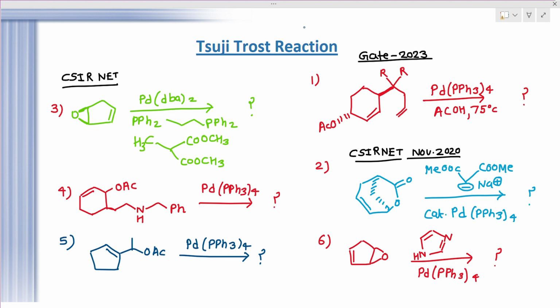Firstly, we will have to understand what the Tsuji-Trost reaction is. Then we will see its mechanism and the different types of patterns which are asked, with stereochemistry. And then we will solve the examples. So firstly, understand what the Tsuji-Trost reaction is.